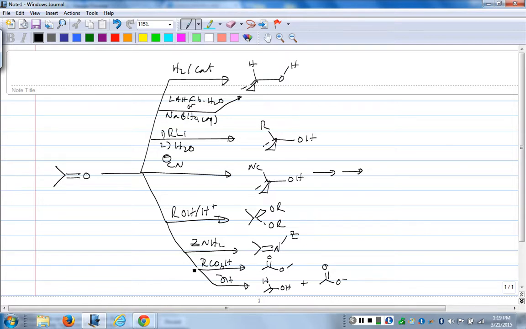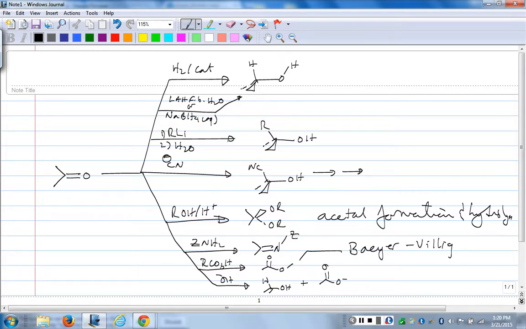This particular reaction is referred to as acetal formation, and I suppose hydrolysis, because they are equilibria. This is called the Baeyer-Villiger reaction. And this is called the Cannizzaro reaction. And we're going to look at these four in this lecture.